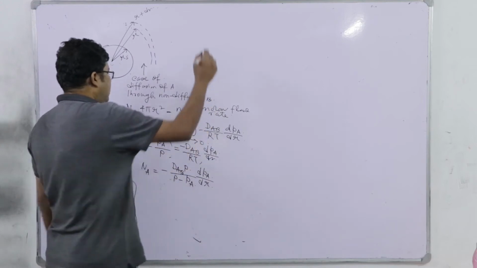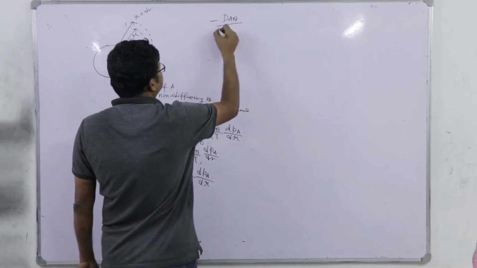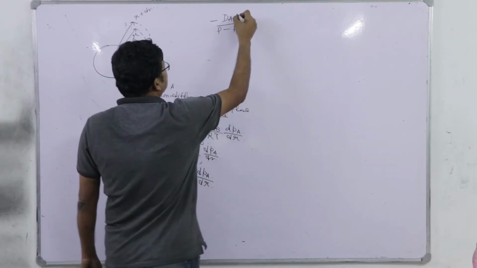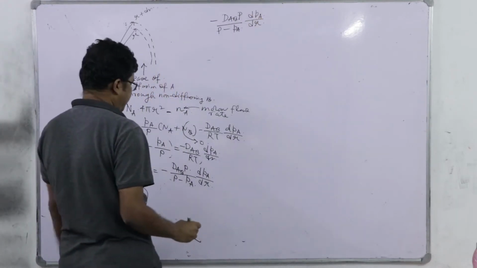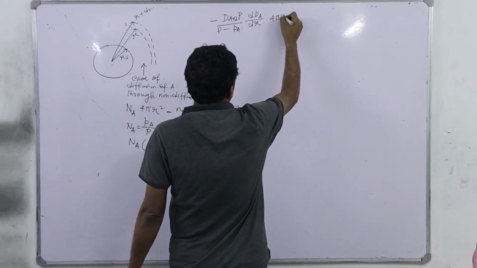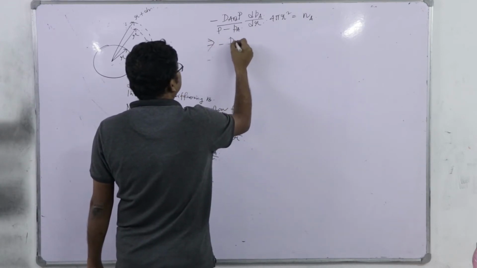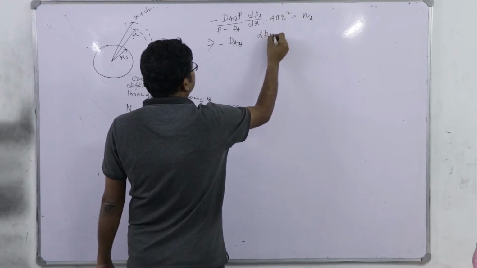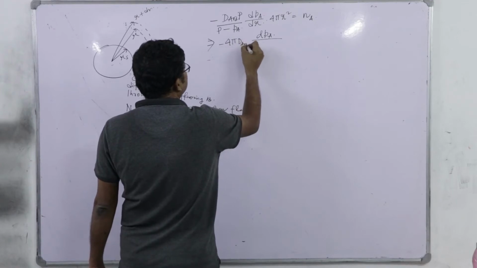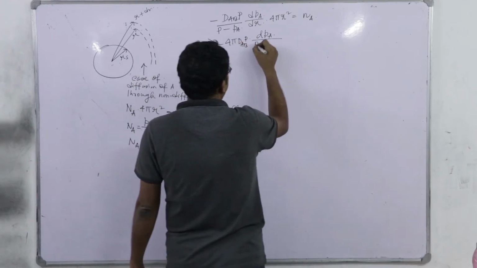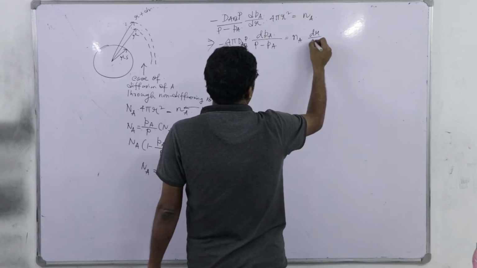Okay. So, minus of Dab divided by P minus Pa into P into dPa dr, that is Na here, into 4 pi r square is equal to small na. So, we can write this as 4 pi into Dab into P dPa divided by P minus Pa equal to small na dr by r square.